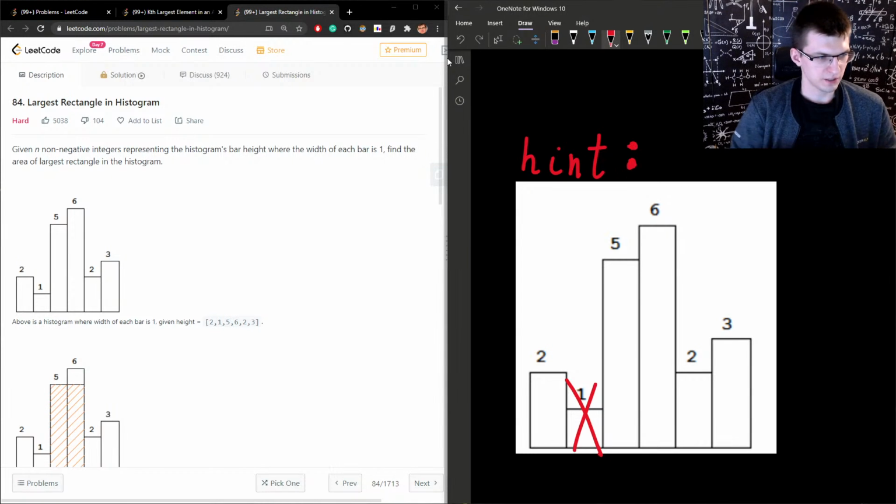And in the meantime, I will try to add some overlay. Can we use a segment tree? Try not to. Yes, this problem can be done with a segment tree.